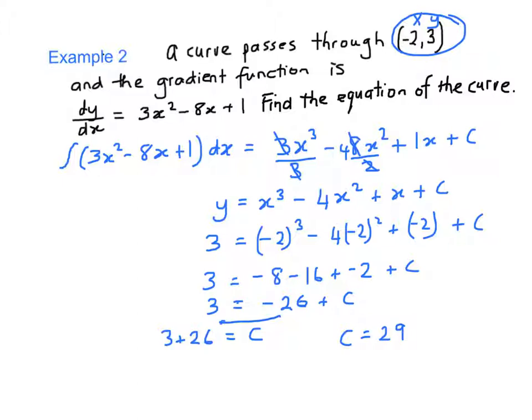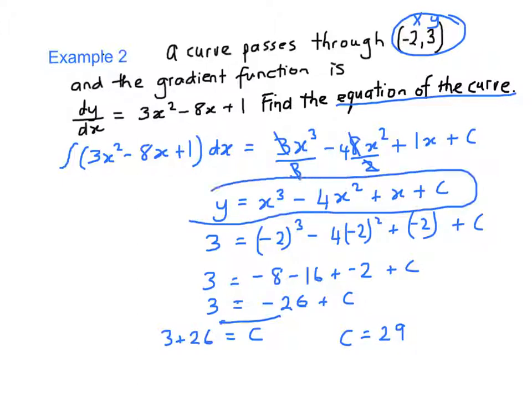We've been asked for the equation of the curve. I've found my constant. So this was the equation, and here I've just got to put the c in. So y equals x cubed minus 4x squared plus x plus 29 would be the equation of the curve.